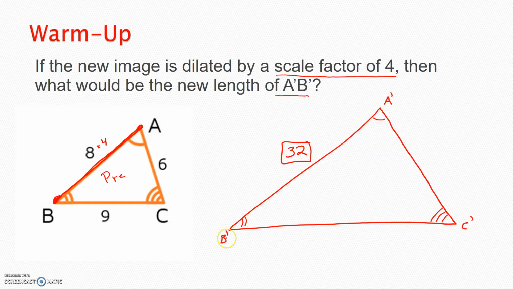And again, I could go through and I can find the length from B to C. All I have to do is apply the scale factor of 4. That's going to be 36. And if I wanted A to C prime, multiply by 4, that is an increase all the way up to 24. Okay, so again, that's the basic idea behind a scale factor.